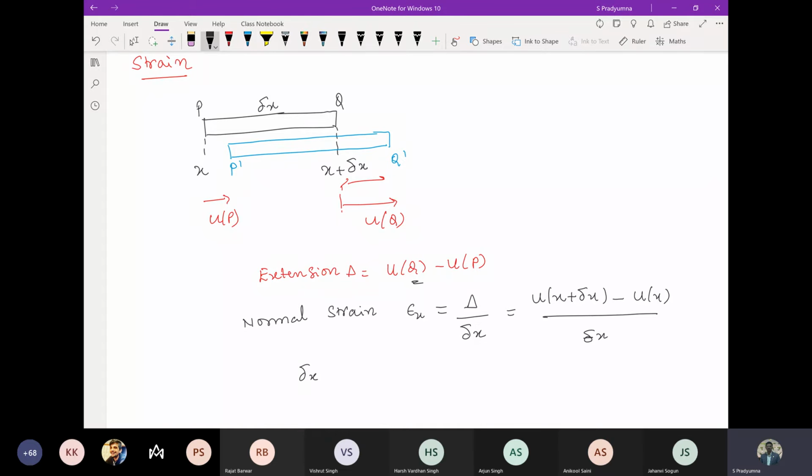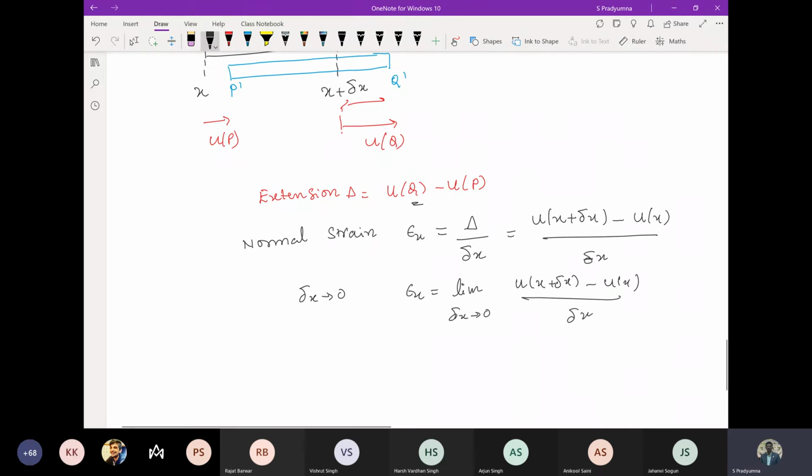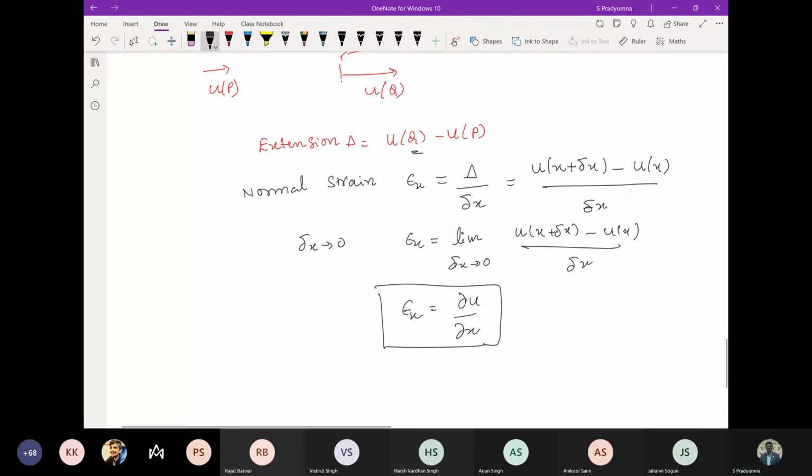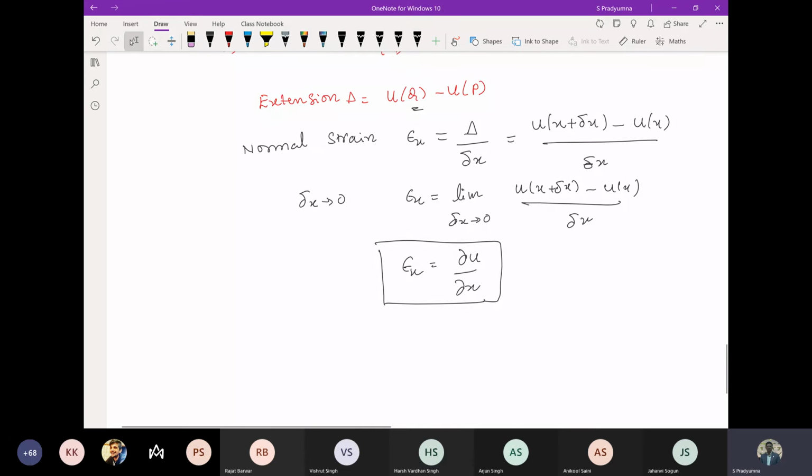So if you take the limit delta x goes to 0, then epsilon x is equal to the limit as delta x goes to 0 of U at x plus delta x minus U of x divided by delta x. This is equal to del u divided by del x. So this is the definition of strain in terms of the displacement about the x direction. Similarly, I can also write epsilon y is equal to del v by del y and epsilon z is equal to del w by del z.